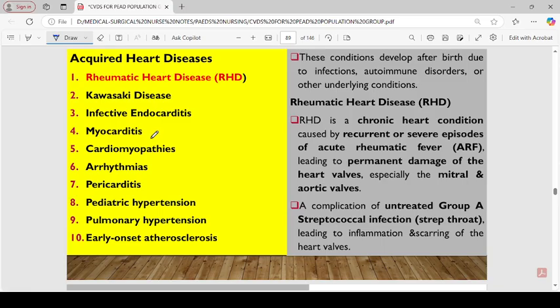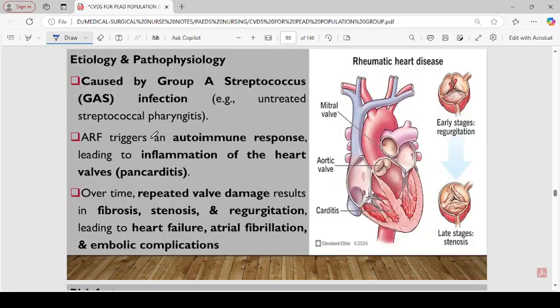Starting with rheumatic heart disease. This is a chronic heart condition that is caused by recurrent or severe episodes of acute rheumatic fever, leading to permanent damage of the heart valves. The most commonly affected valves are the mitral and the aortic valves. A complication of untreated group A streptococcus, that is the strep throat, which then leads to inflammation and scarring of the heart valves. So we have the group A streptococcus infection, right, due to untreated streptococcal pharyngitis.